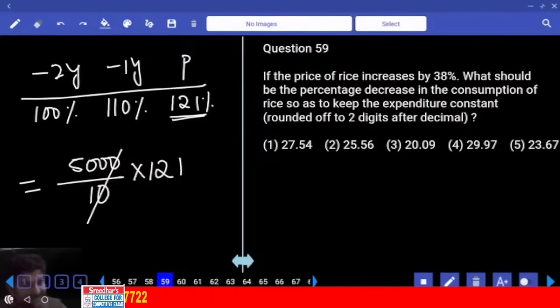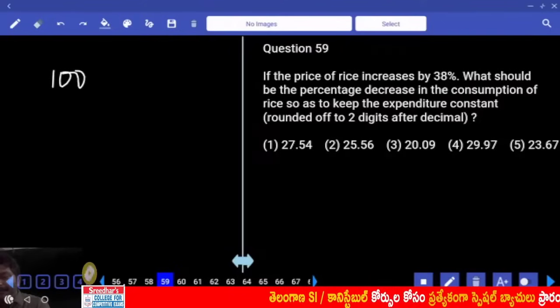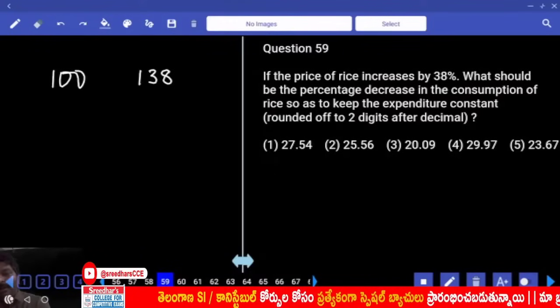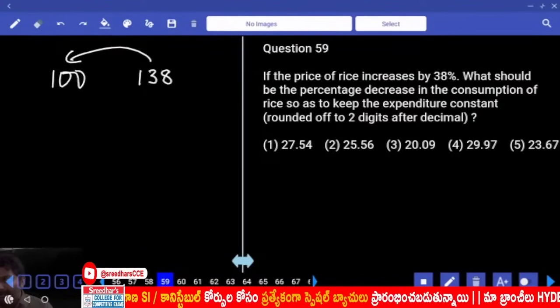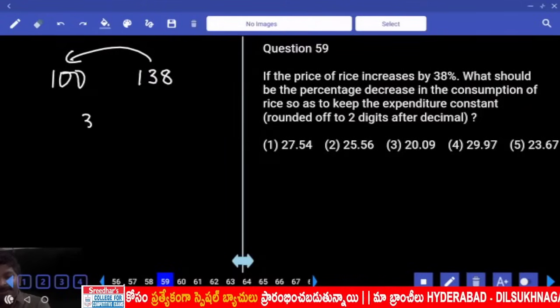The price of rice increases by 38%. What should be the percentage decrease in the consumption of rice so as to keep the expenditure constant? Increased by 38%. Initial value 100. Now it increases by 38% and becomes 138. Now it should go back to the original number, correct? If 138 should become 100, how much decrease should be there?